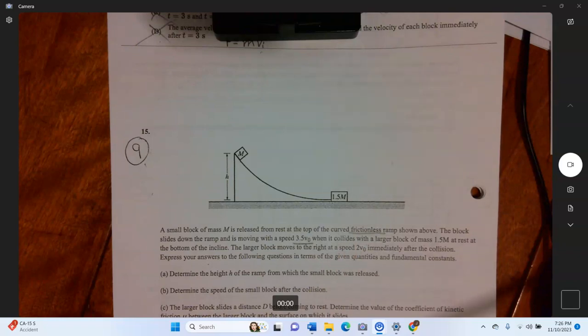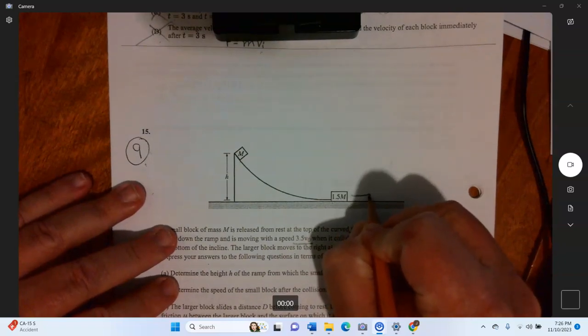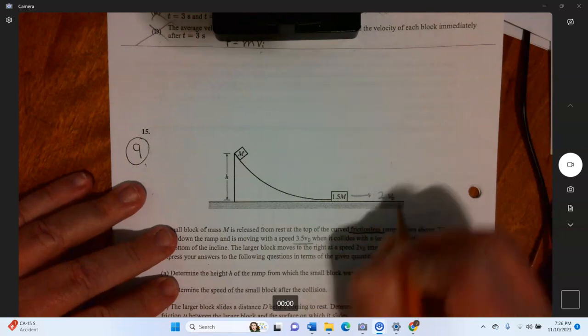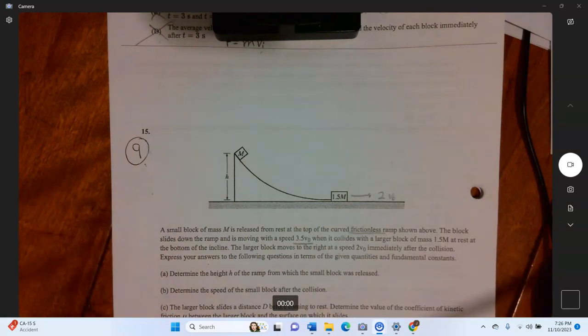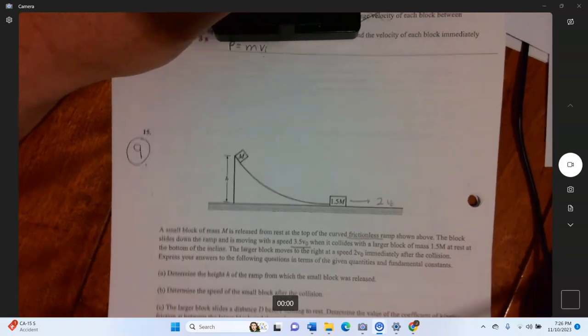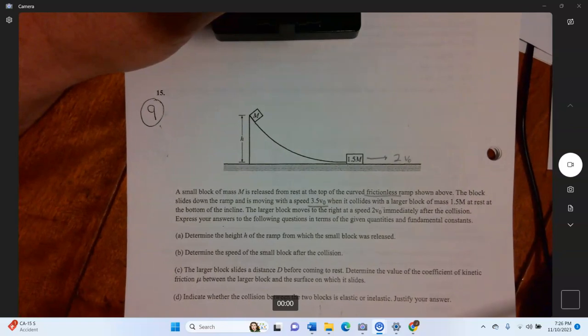The larger block moves to the right with a speed of 2 V0. Again, that's just their general designation for this velocity. So there it is, 2 V0. Immediately after the collision, express your answers to the following questions in terms of the given quantities and fundamental constraints. Okay, whatever that means. In other words, they're not going to give you real numbers to work with, or not too many of them.